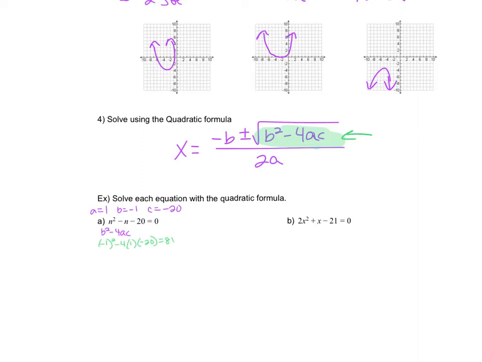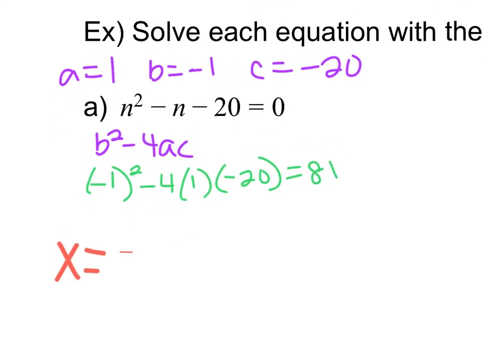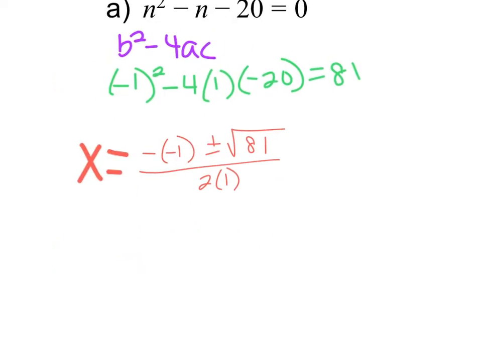So x is going to equal our negative times our b term plus or minus the square root of our discriminant all over 2 times 1. If we're going to solve this, this would be 1 plus or minus. Why is it plus or minus? Why do you think? Because there's a square root. You're exactly right. And square roots have positive and negative answers. So 1 plus or minus 9 divided by 2.